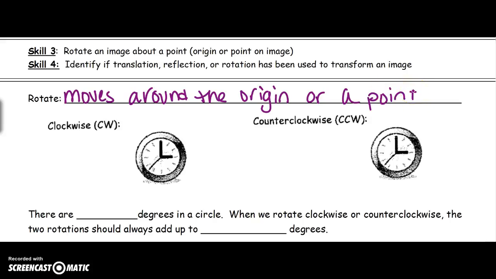So think about a clock. If I tell you a clock moves around the origin clockwise, it means that the hands in the clock, this is the origin right here, move around that, so the hands are going clockwise. Counterclockwise means that these hands are going the other way, so they move around to the right.